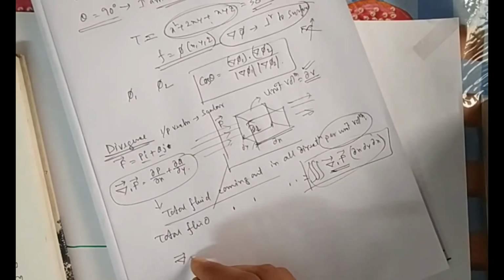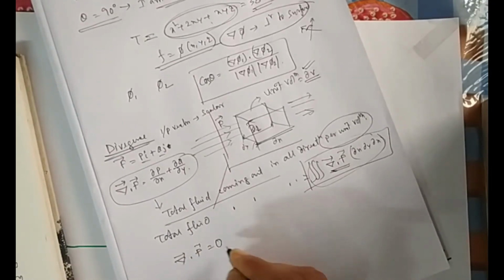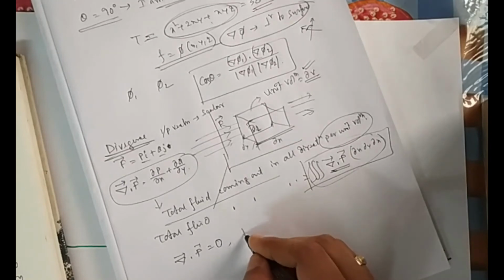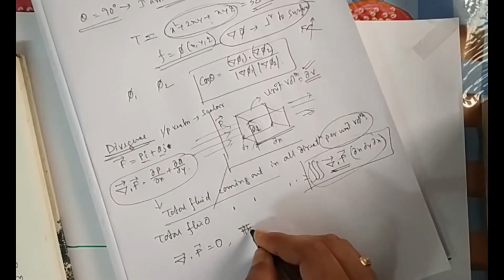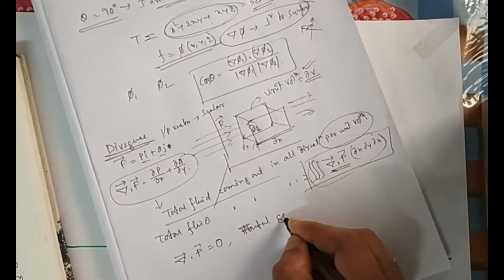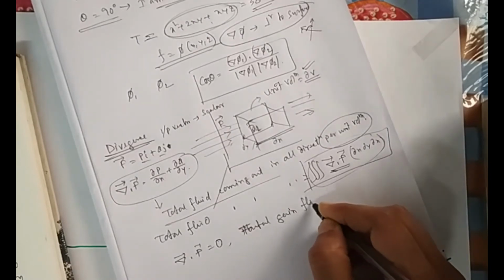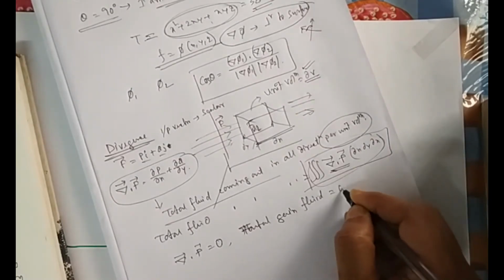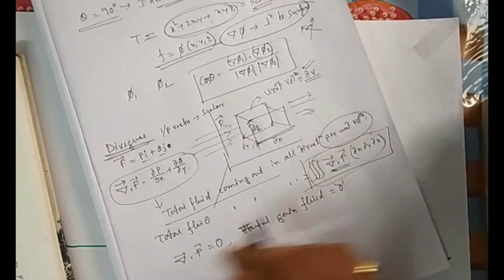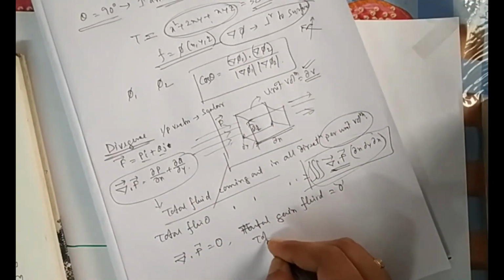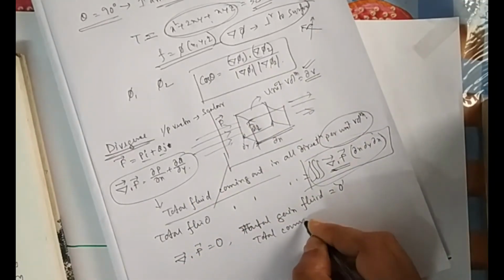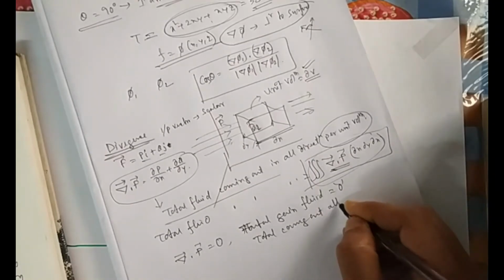Now what does this represent if this is 0? This is the total coming out, or the total gain in fluid. Gain or loss is 0. No gain, no loss. The total coming out in all directions is 0.